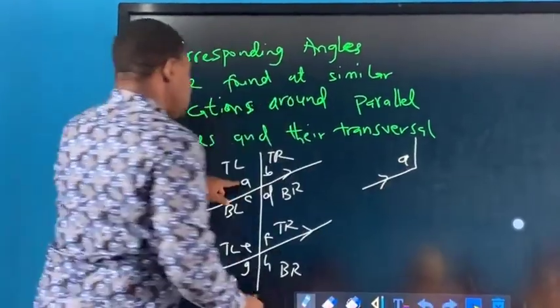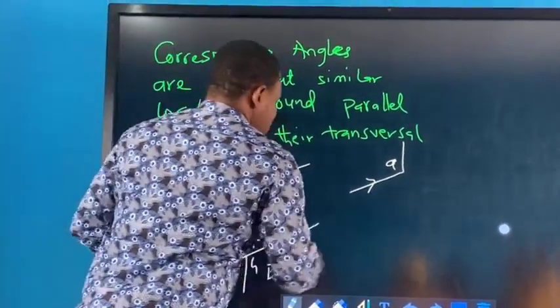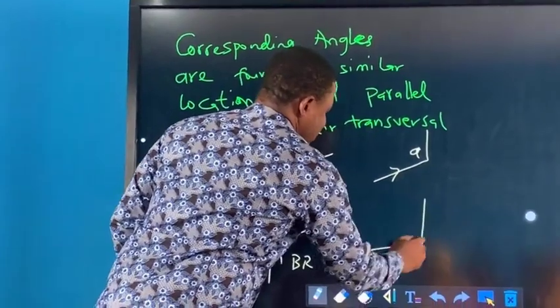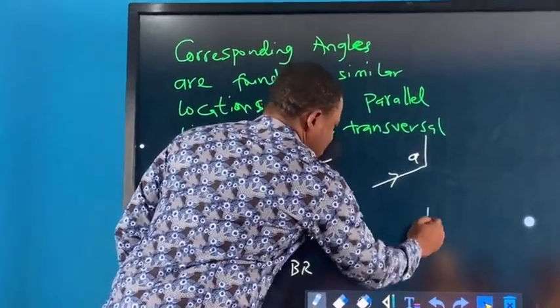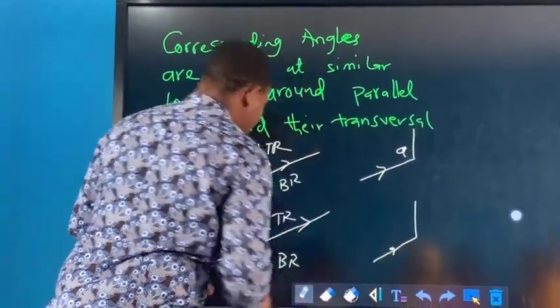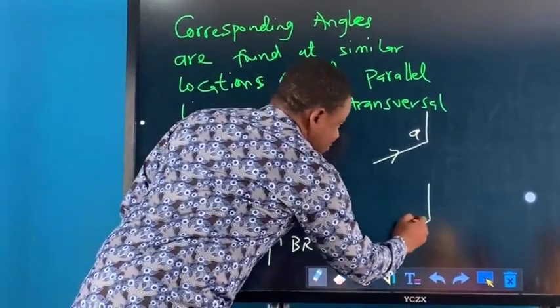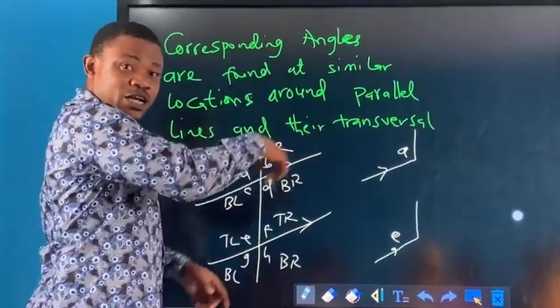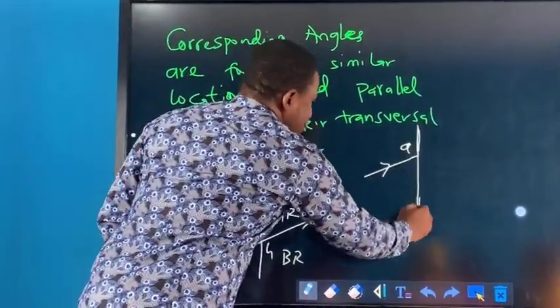This is A, am I correct? Which other angle on this side? On this other side? On this side is what now? You see, right? They correspond. Are you with me? If you join them, they look like F.